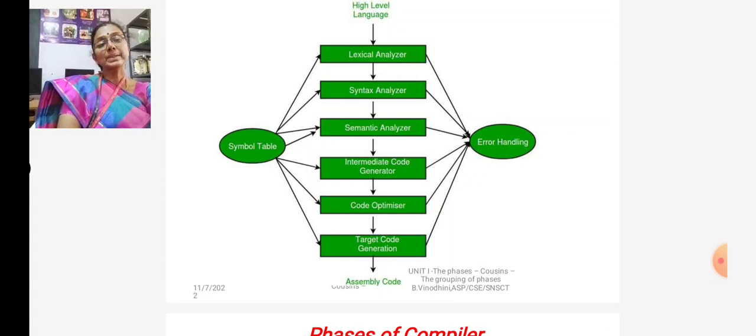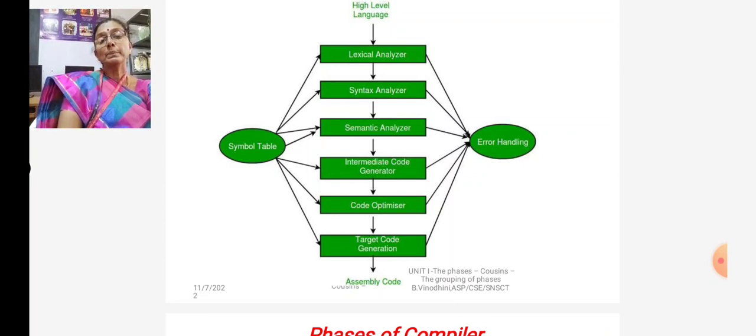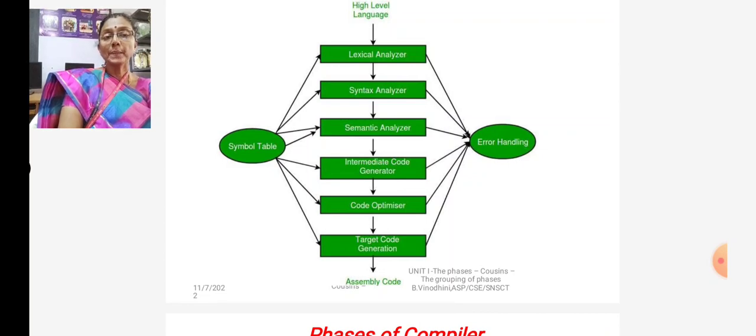For all six phases, we have two common concepts: the symbol table and the error handler. What does the symbol table mean? The symbol table is a data structure that stores all the variables and identifiers used in our source program. That identifier information is collected in the first three phases and used in the last three phases. So the symbol table is common to all six phases.